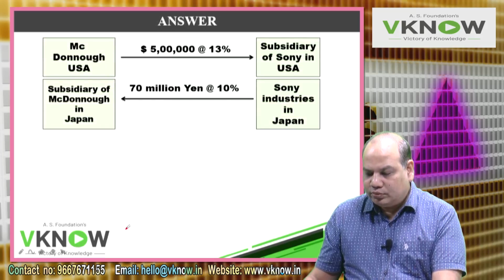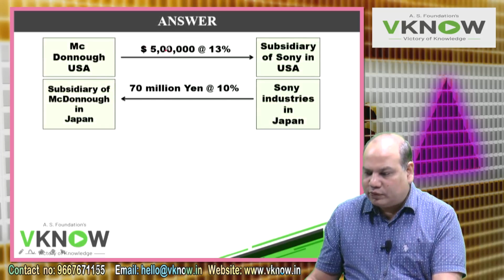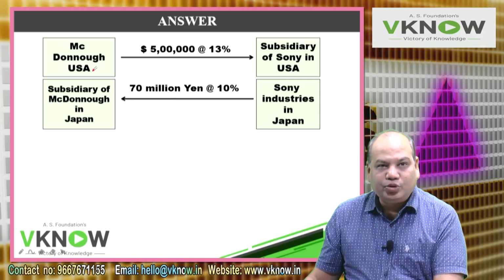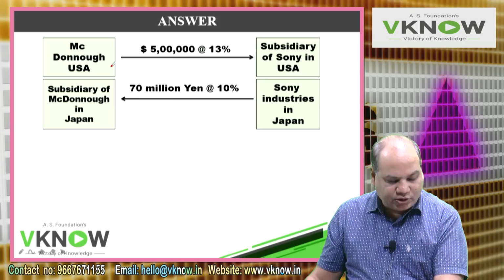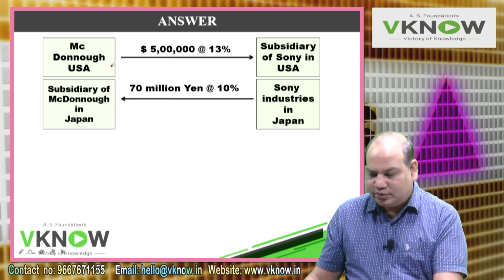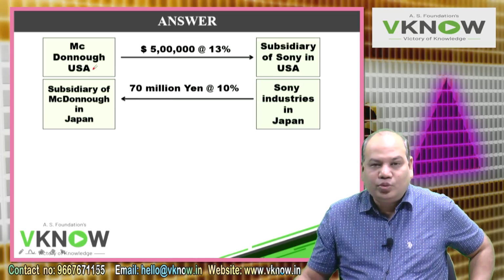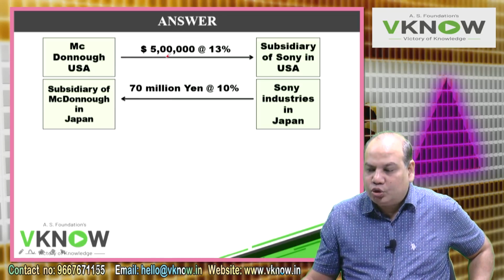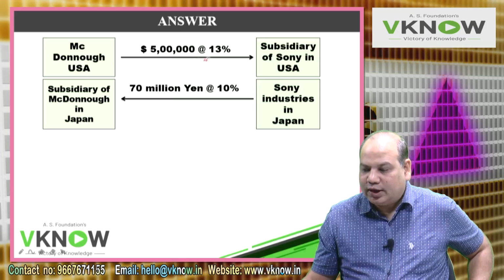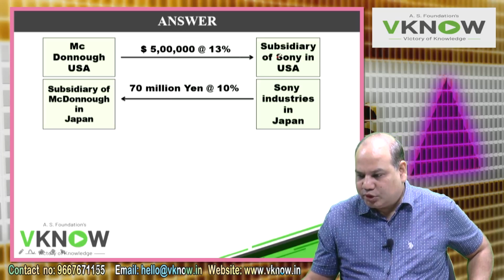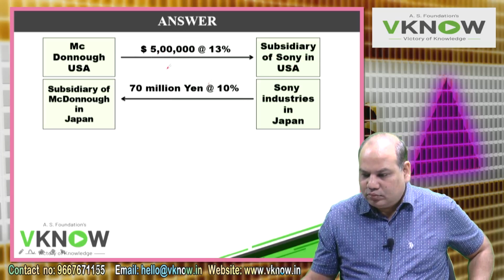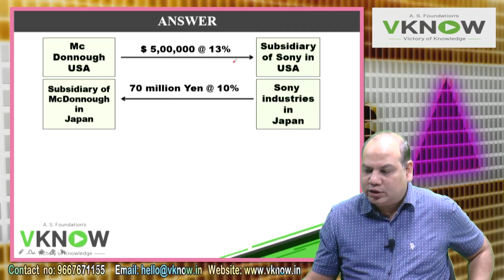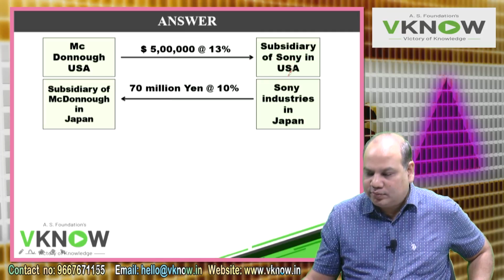First I am going to present this question in the form of a diagram. Maybe that will help you to understand better. So take out your pen, pencil, notebook, draw the diagram first. Write down question number, page number, in bracket important. McDonough USA will give loan of $5 lakh at 13% to subsidiary of Sony in USA.